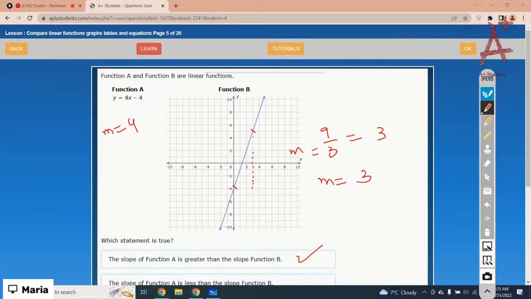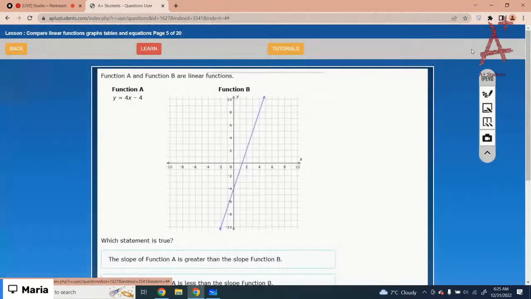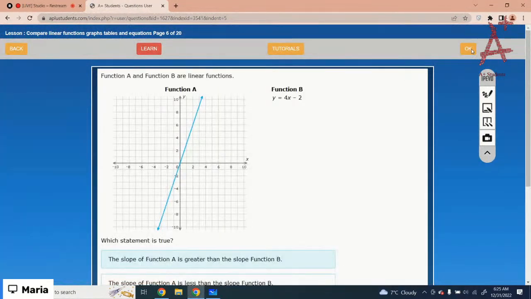If you have any question, you can ask. Please write the question in the chat box. I am here to answer all your questions. Okay, you can complete the test by yourself later today. Let me just move on to the next lesson. Got it? And the next lesson is standard form, find x and y intercepts.